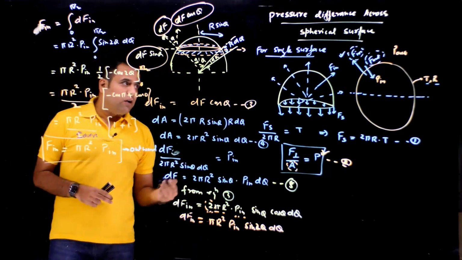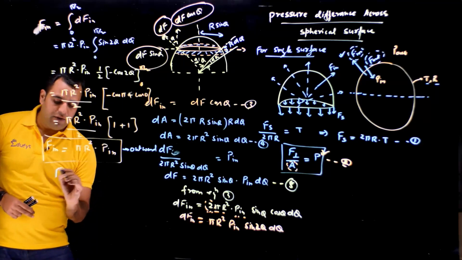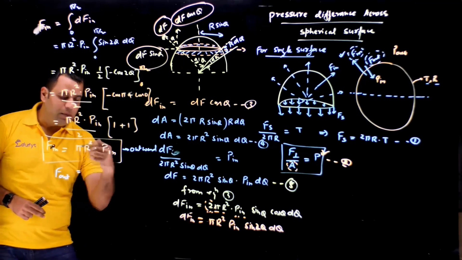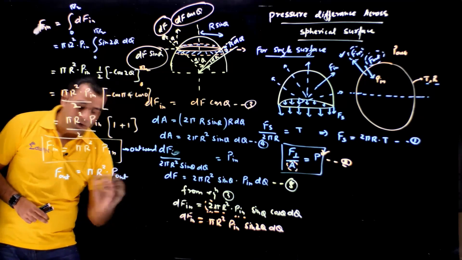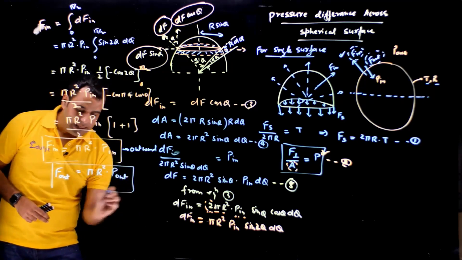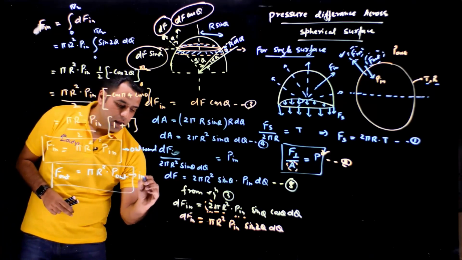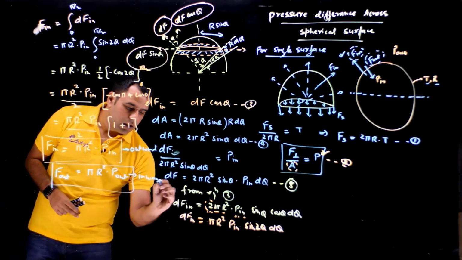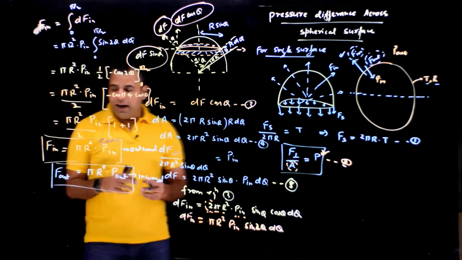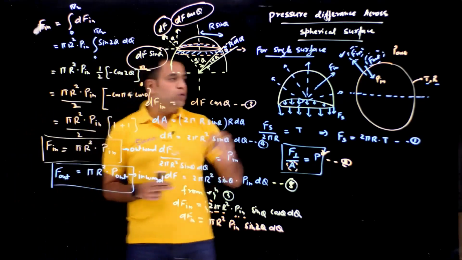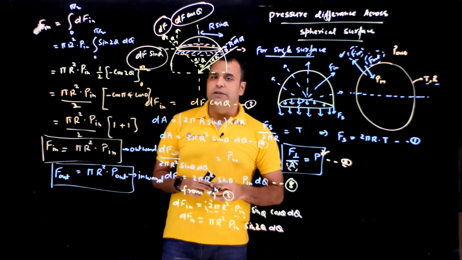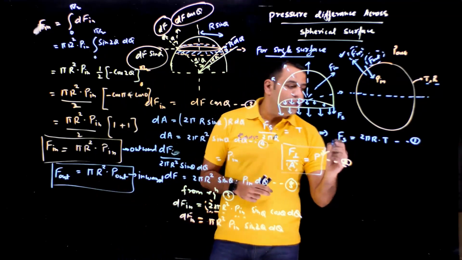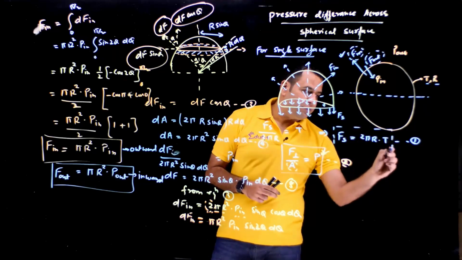So if I want to calculate the F out, from the same formula I can write it as pi r square into P out, and the direction of this force will be inward. You see. So now we have the force due to the P in as well as the force due to the P out. Both of these forces I am having along with the force due to the surface tension also. I am having this force also.